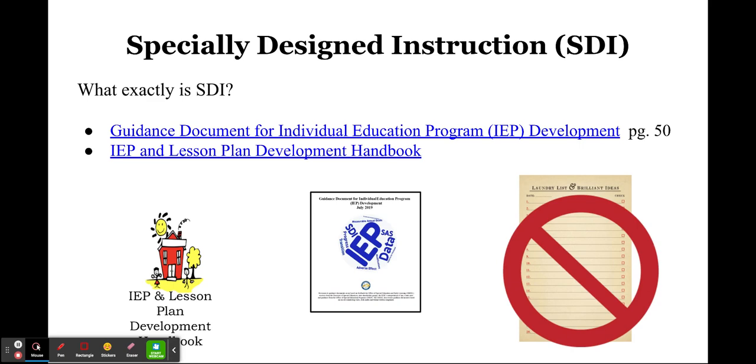We might include systematic instruction. We may use constant time delay or system of least prompts. We talked about redirection, so we need to think about how we're going to use those prompts and redirections within the context of this goal. The JCPS Resource Teachers created a training this summer for systematic instruction. If you weren't able to attend during the Diverse Learner Institute, look for the recorded module later.